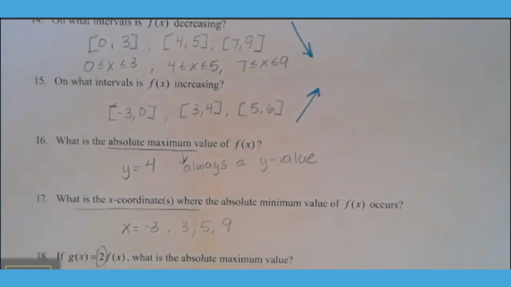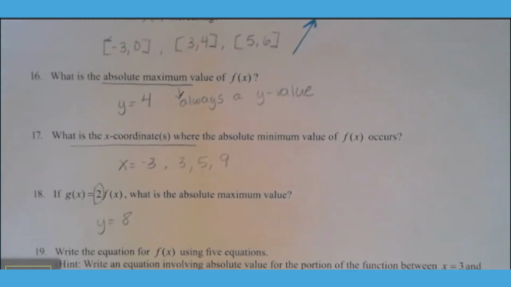And finally, we want to look at number 18, where we are going back to g of x being twice our original f of x. What we're hoping our students will see here is that that absolute maximum is again just a scalar. It is just being dilated. So our original absolute maximum was 4. Our new absolute maximum should be twice that much and be 8.